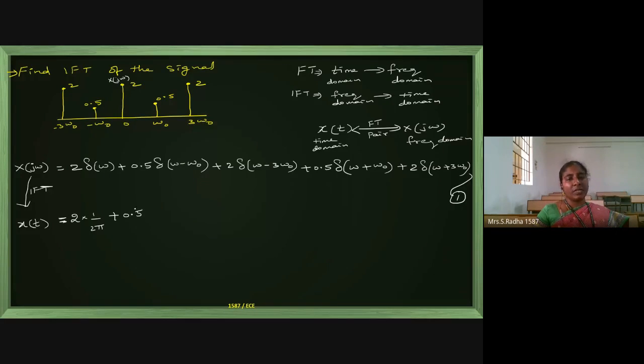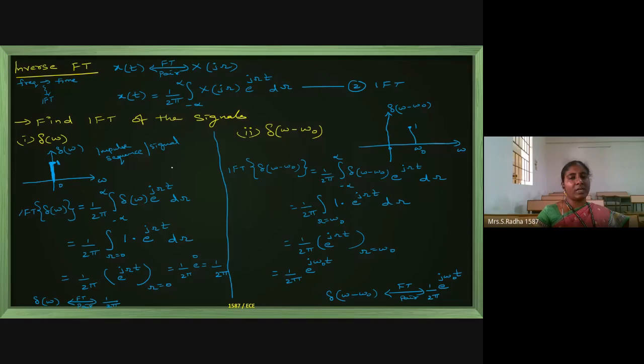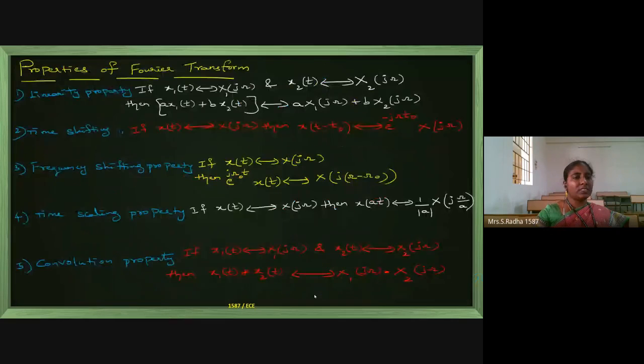0.5 is constant. We don't have any time domain or frequency domain for constant values. For omega minus omega naught, you have to remember these values because these are properties. Omega minus omega naught is 1 by 2 pi e power j omega naught t. Now the first question on the left, second question on the right. What is the difference you see? Left side is del of omega and right side is del of omega minus omega naught. Frequency domain shifting is taking place. That's why I told you it is the frequency shifting property.